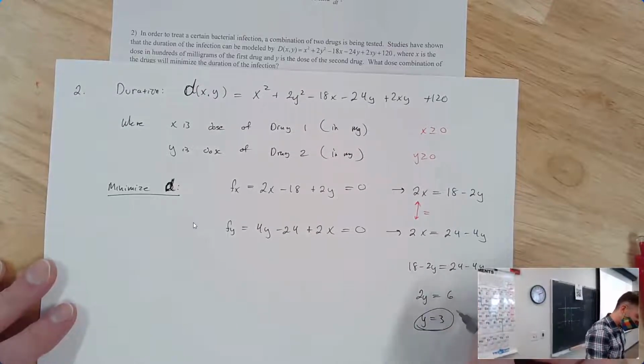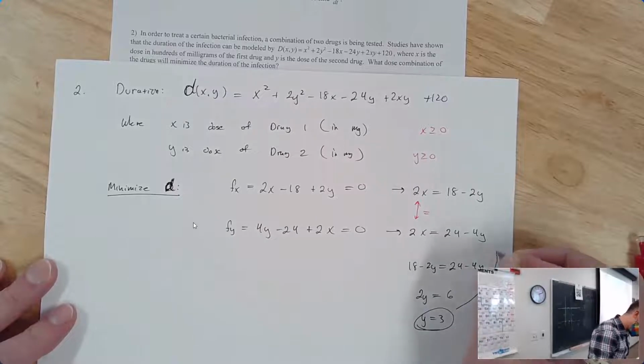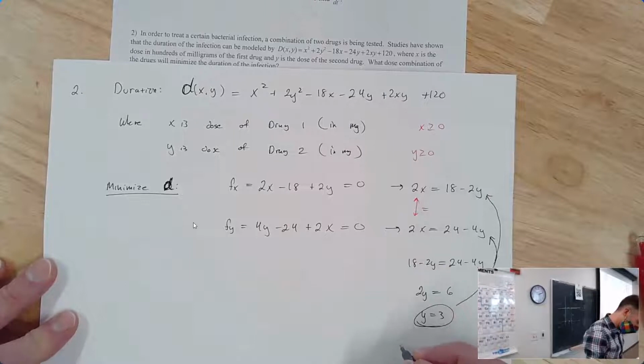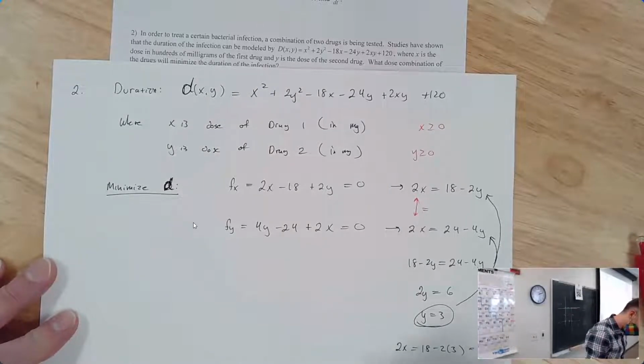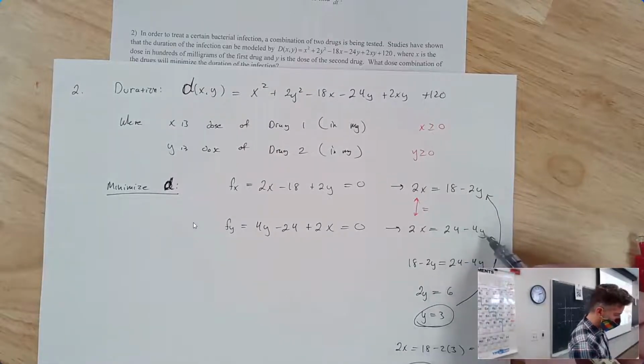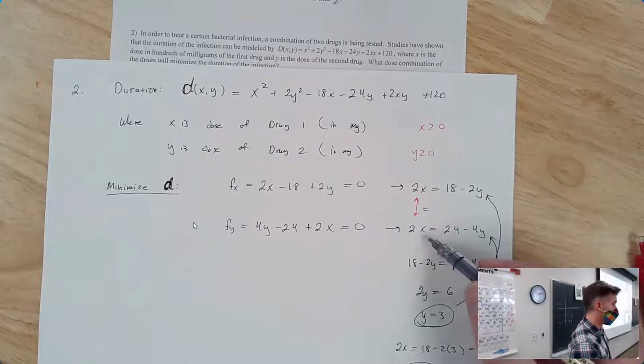And then plugging that back in to either place, we get 2x equal to 18 minus 2 times 3, which gives me 18 minus 6, which is 12. So x equals 6. And if you plug it in there, you'll get the same thing: 24 minus 12 is 12, and 12 divided by 2 is 6.